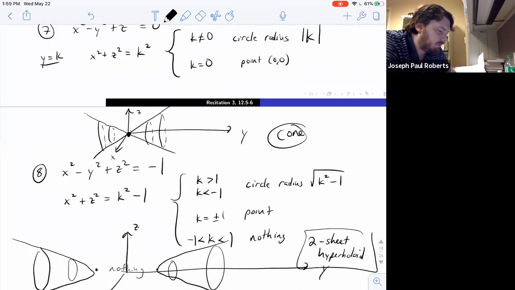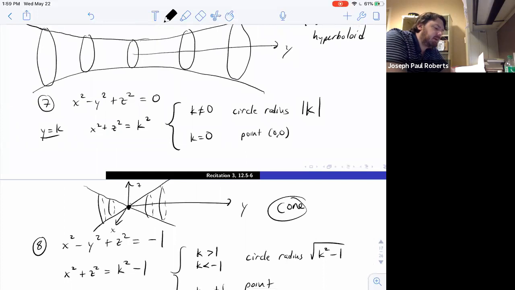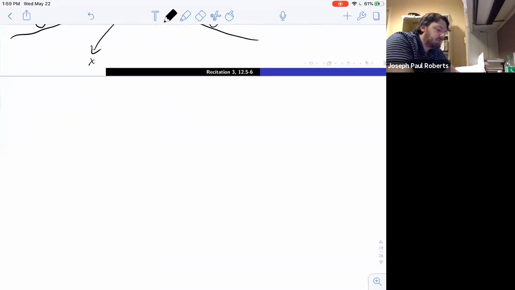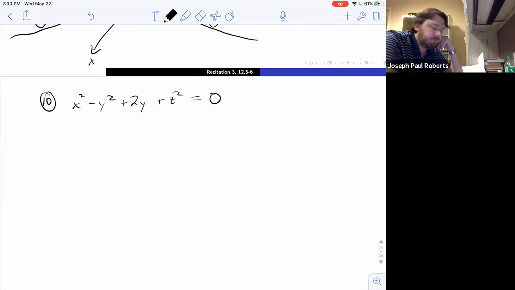And so you might think that the cone is easy to recognize just because of the 0, but you do want to be careful. So let's do an extra bonus one. Let's say I have x squared minus y squared plus 2y plus z squared is 0.